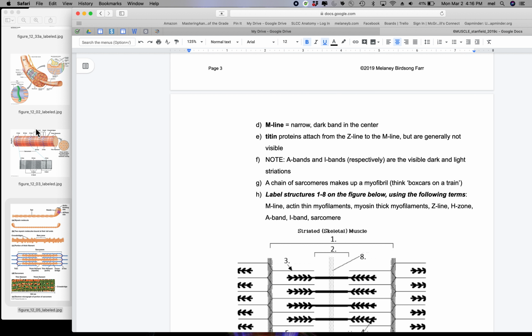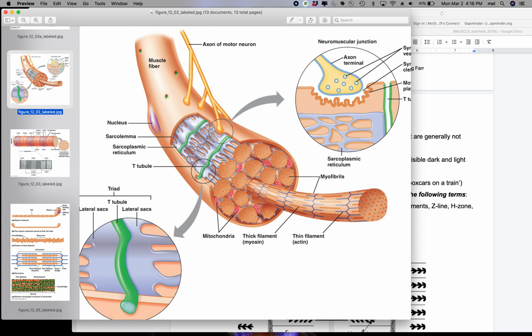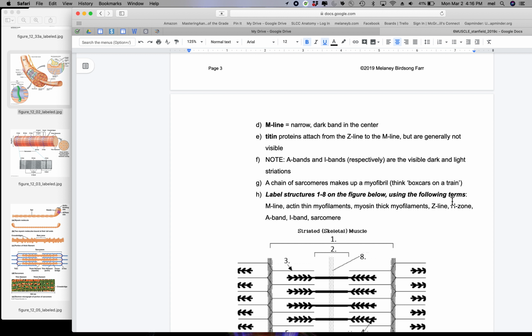And then if we go back, we can say, okay, so what's the relationship between a sarcomere and a myofibril? Well, if a sarcomere here to here is like a boxcar, then the myofibril is the entire train, right? And what we will see is the more myofibrils you have in a cell, the more contractile proteins you have, and the stronger the contraction can be.